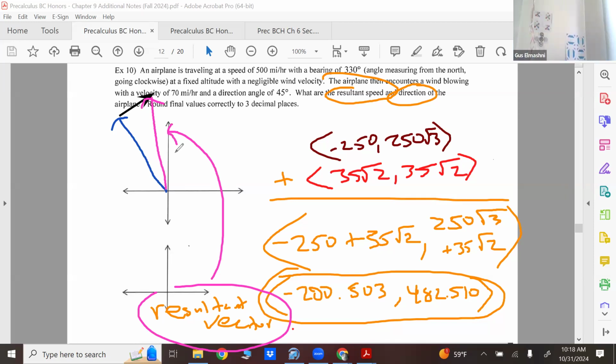So that's the resultant vector, which makes sense. It's going a little bit to the left. Definitely more of a stronger direction here. So it's definitely more of a northerly direction, right? Now that I have my resultant vector, let's get the speed and direction.